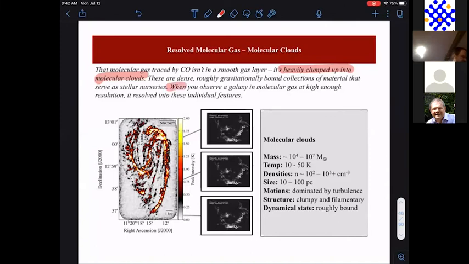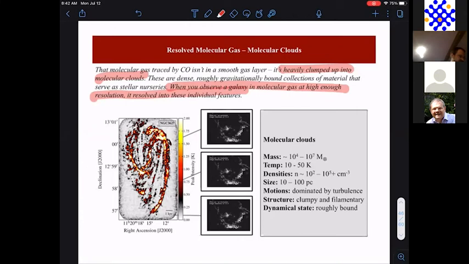And so the key thing here is that when you observe a galaxy in molecular gas at high enough resolution, it's going to resolve into these individual features. You can see an example of this with one of the CO maps from the PHANGS-ALMA survey here, where you've resolved this nearby galaxy such that these little individual clumps now have a scale comparable to the full Orion cloud complex, right? So you're seeing this resolve into individual clumped up features.